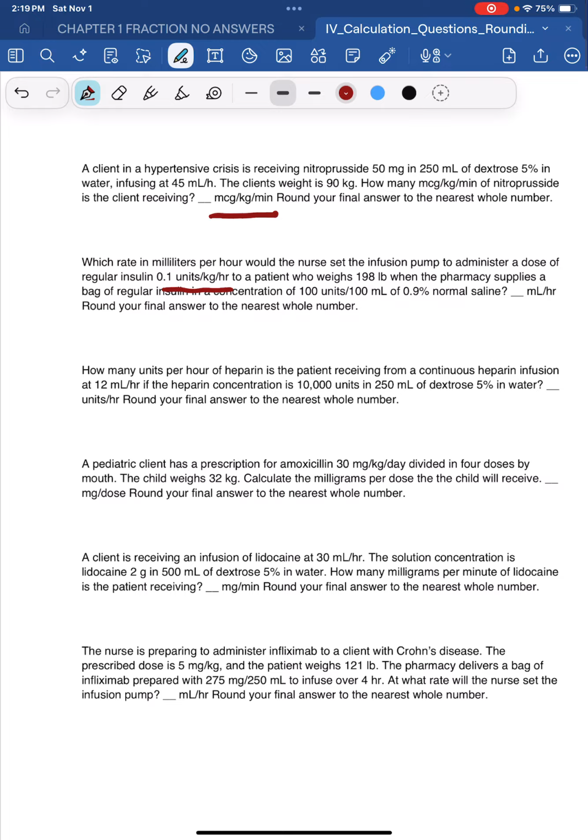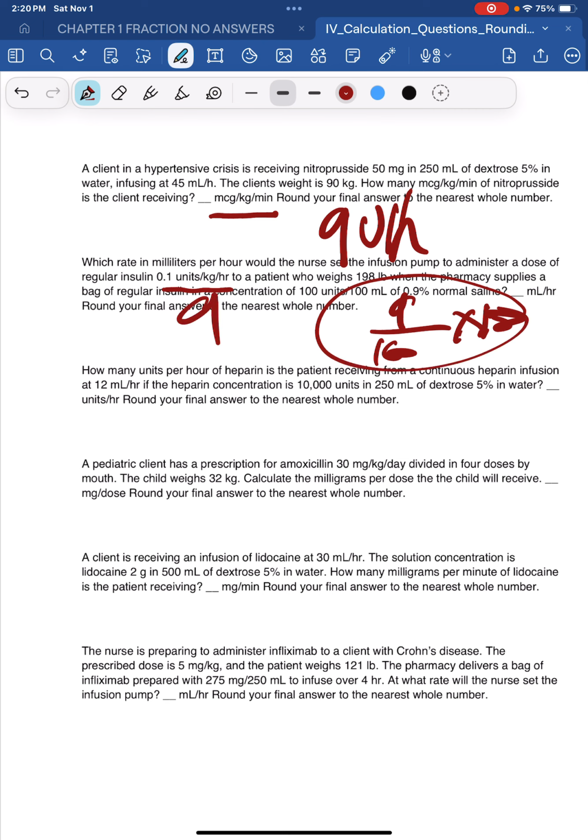So for 0.1, you got to get the weight first. 198 divided by 2.2, you got 90 kilogram. Now I multiply that by 0.1. Now my new order becomes 9 unit per hour. From that moment, you do 9 divided by 100 times 100. So the answer will be 9. Let's look at the next one.